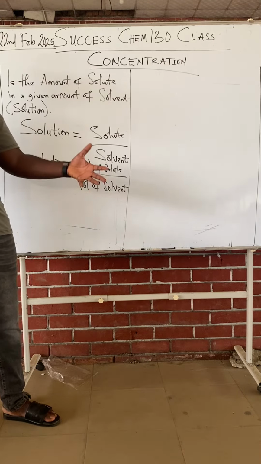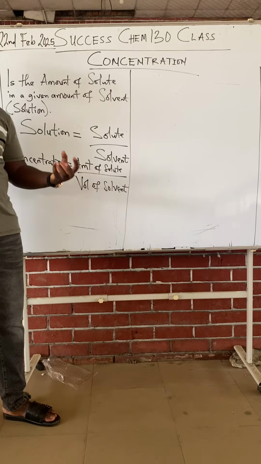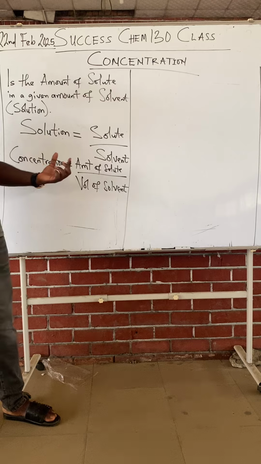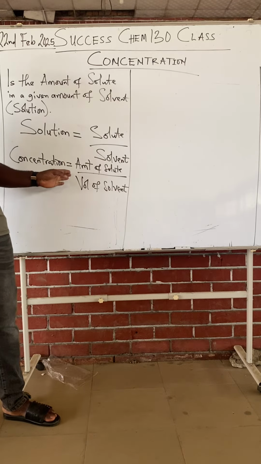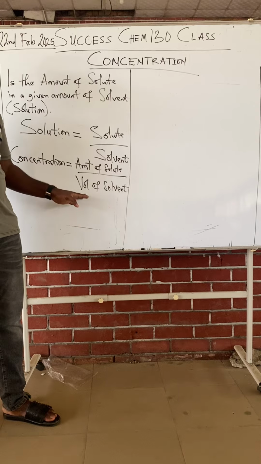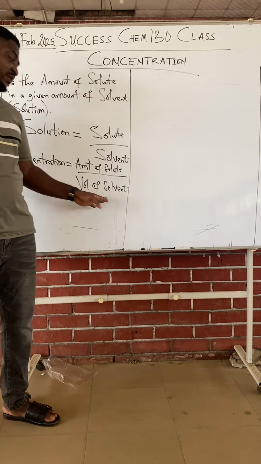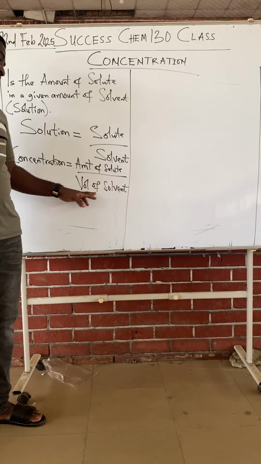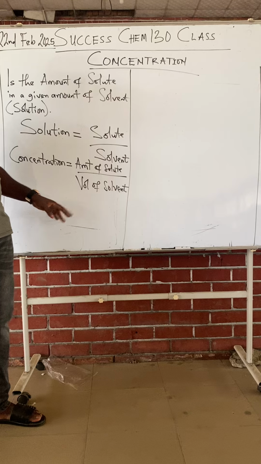But class, in that big basin of solvent, increasing the amount of salt we put inside could also bring up the concentration. So in each case, the amount of solute over volume of solvent will give us concentration. Are we following? Amount of solutes divided by volume of what? Solvent will give us concentration.